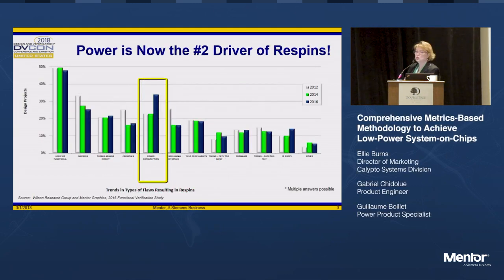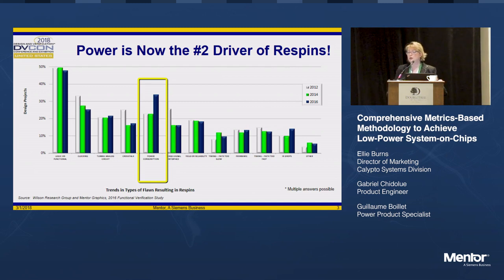So I'll start off with just a quick introduction to set the stage. I don't know if you guys have ever seen the surveys that have been done. These are done by Wilson Research across, it's not particular to Mentor Graphics. It goes across from Cadence users to Synopsys users. And this one was interesting because these get done every 2 years. And with this survey, now power is the #2 cause of respins.